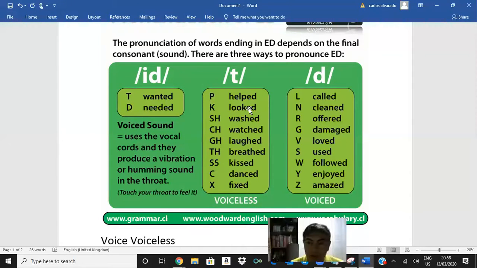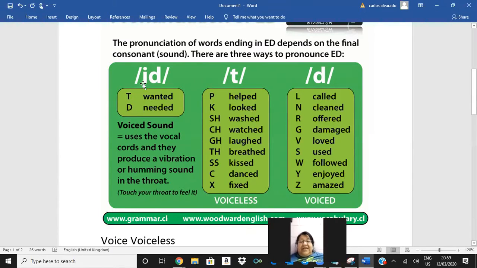Called. Called. Cleaned. No T, no T, sino D. La D. No la T, sino la D. Cleaned. Cleaned. No, Carla, estás pronunciando la T. Okay. Cleaned. Ahí está, ahora sí. Offered. Offered. Loved. Loved. No, no la T. Loved. D. Tiene que sonar al final. D. Loved. Very good.